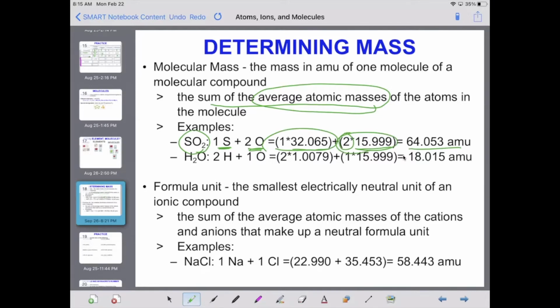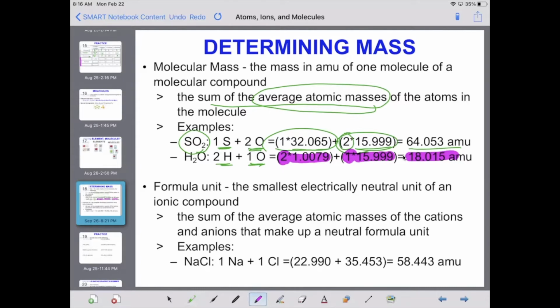Now, if we look at water, water has 2 hydrogens and 1 oxygen. So the atomic mass of hydrogen is 1.0079, and there's 2 of those. And the atomic mass of oxygen, again, is 15.999, and there's 1 of those. So if we do that math out, we get 18.015 AMU.